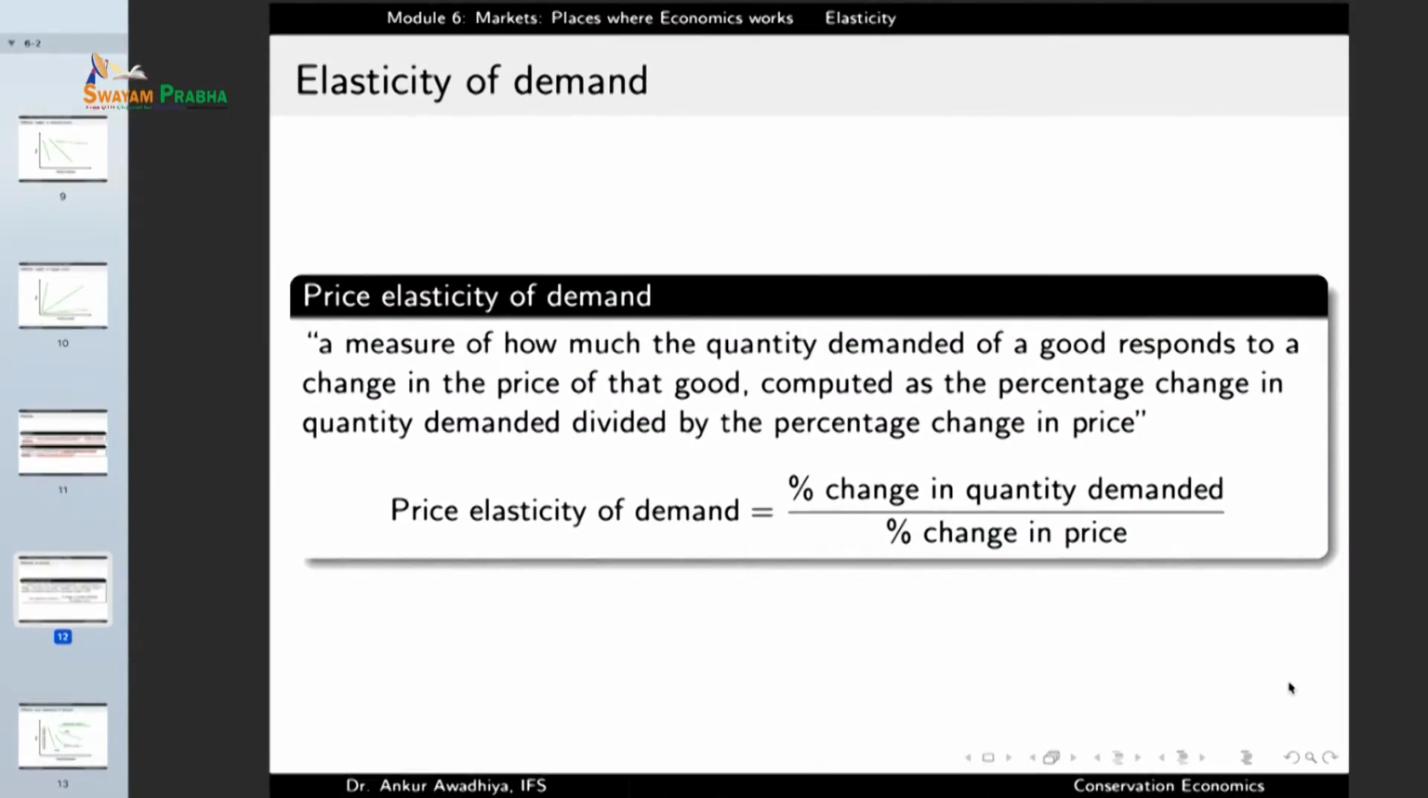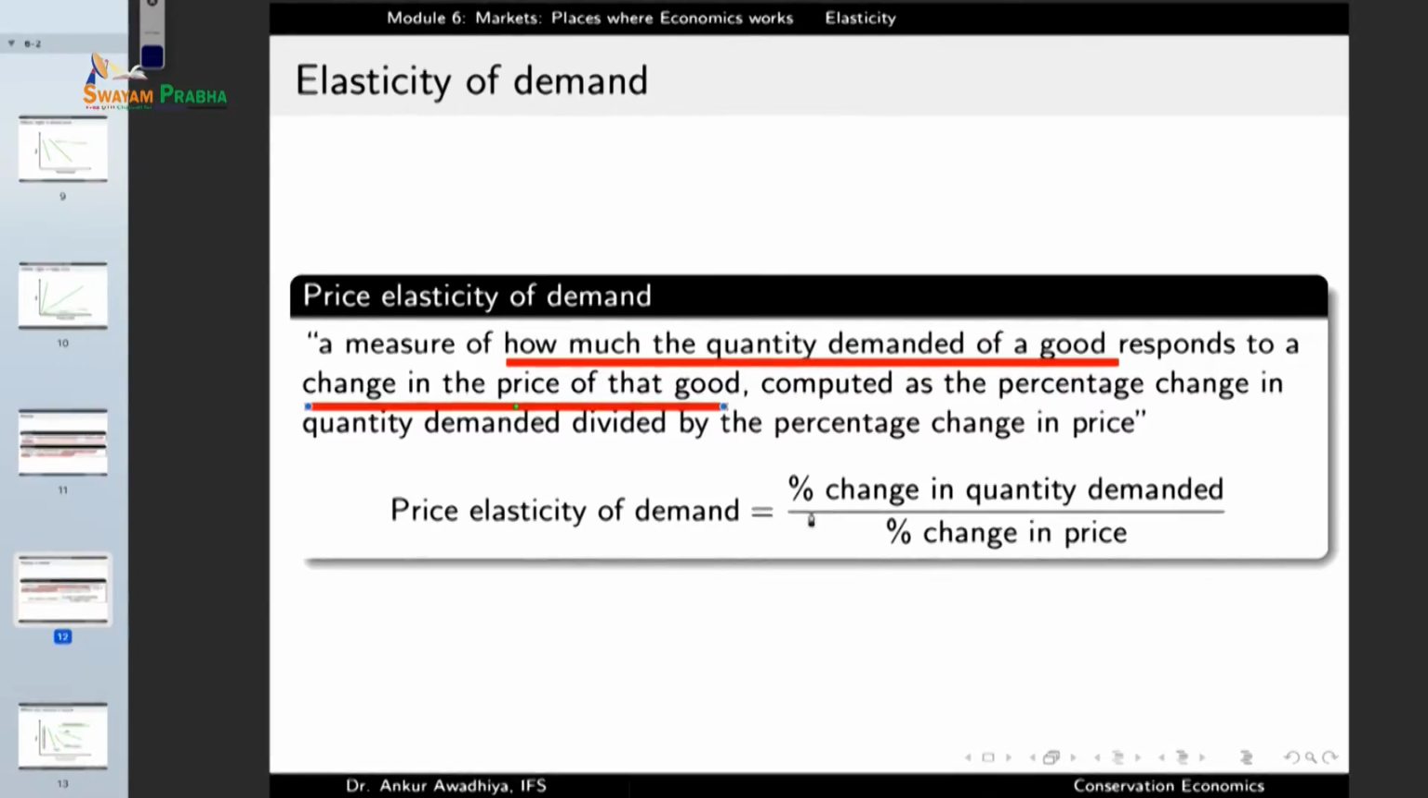So the price elasticity of demand can be defined as a measure of how much the quantity demanded of a good responds to a change in the price of that good. To remember it easily, you can always remember the example: how much the quantity demanded of rice responds to change in the price of rice, and it is computed as the percentage change in quantity demanded divided by the percentage change in the price.